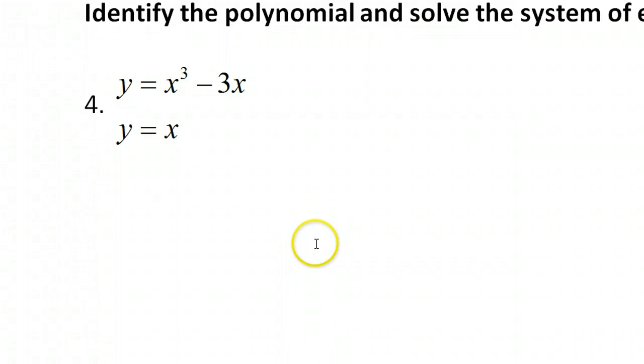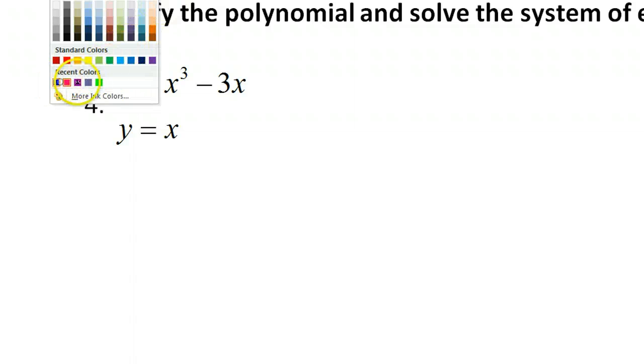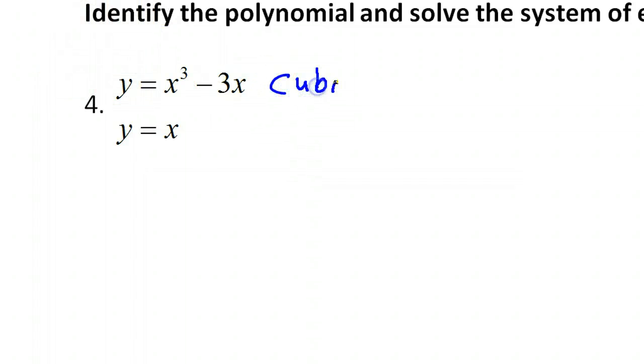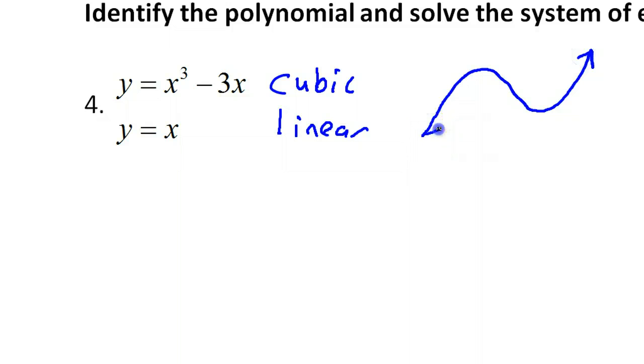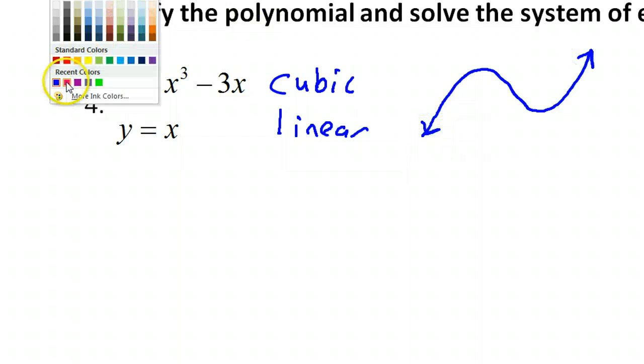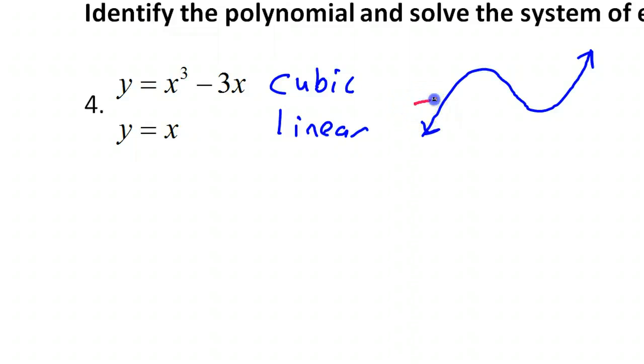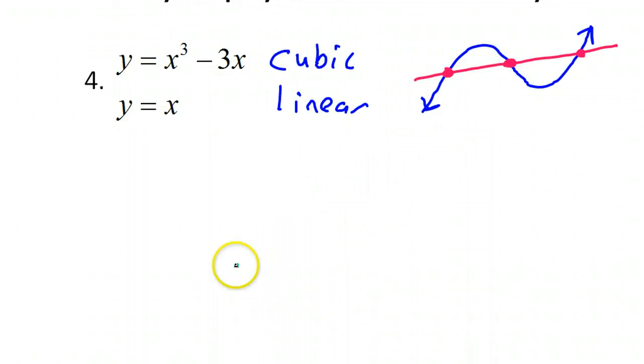Alright, let's look at number 4. What we have here is a cubic and a line. This is cubic and this is linear. Again, a cubic does this type of thing in general, and then we have a linear equation. It's not horizontal this time, it's a slanted line, but we are still expecting up to 3 solutions depending on exactly how they interact, and we'll cross that bridge when we come to it.